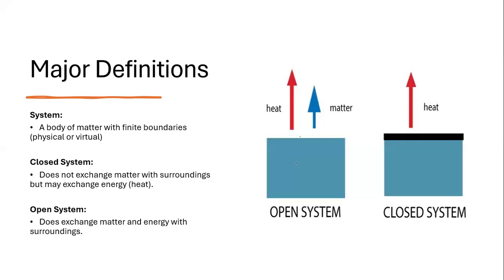The system, we are all familiar with the term system, right? So when you talk about the system, we are talking about a body of matter with finite boundaries, whether it could be physical or it could be virtual, right? So for an example, I'll draw. Okay, by the way, I have the squares over here. These squares indicate the system. And then the white background where these squares are placed represents the environment.